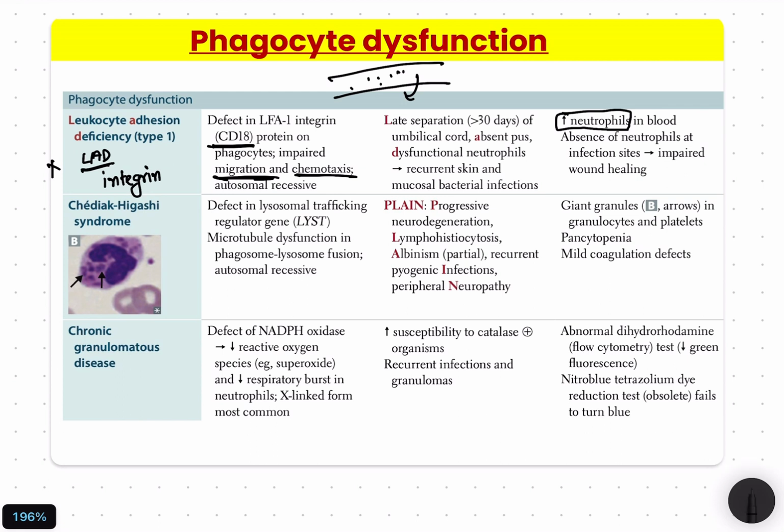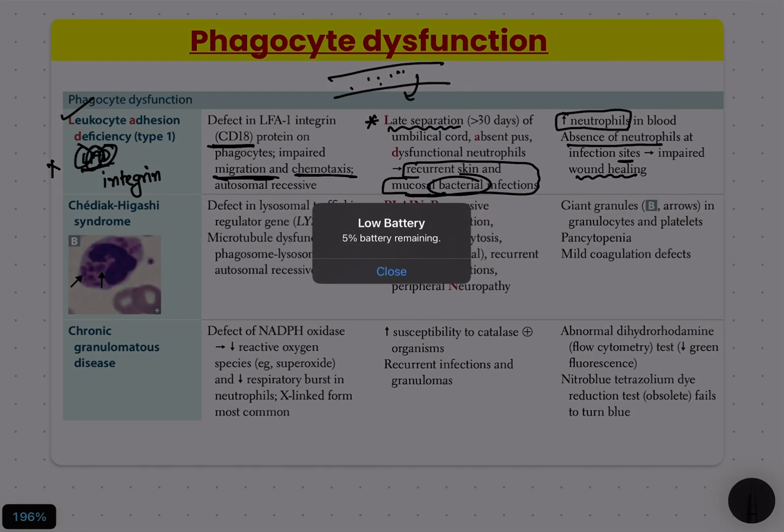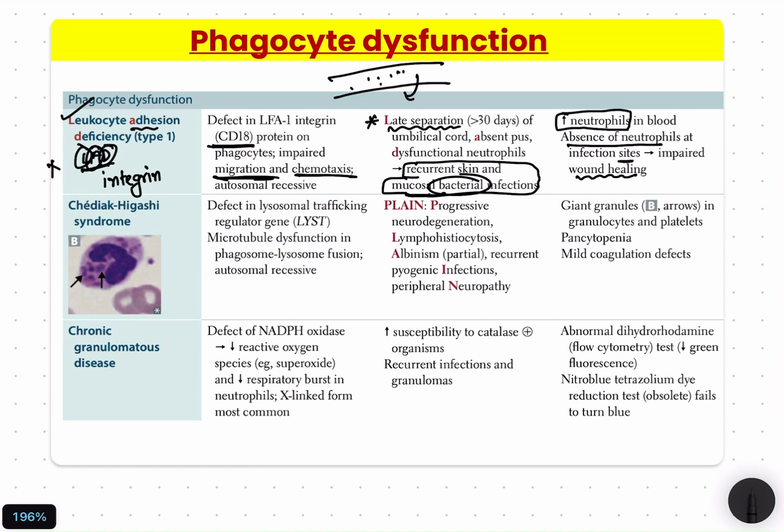So the neutrophil count is increased in the peripheral blood, but because there are no neutrophils at the sites of inflammation or infection, this patient will have recurrent skin and mucosal infections with bacteria. That is important. Still, despite recurrent infection, there will be a lack of wound healing, because neutrophils are very important for wound healing. The typical history is late separation of the umbilical cord. So you can remember leukocyte adhesion defect as late separation of the umbilical cord. A is for absent pus, because pus is formed by the neutrophil. And the D in deficiency is for dysfunctional neutrophil. So there are again and again infections with bacteria.